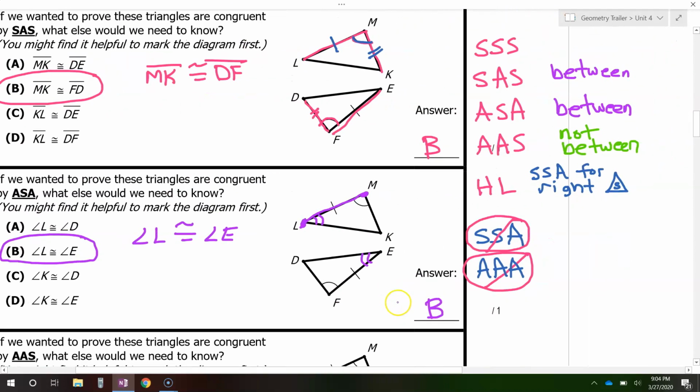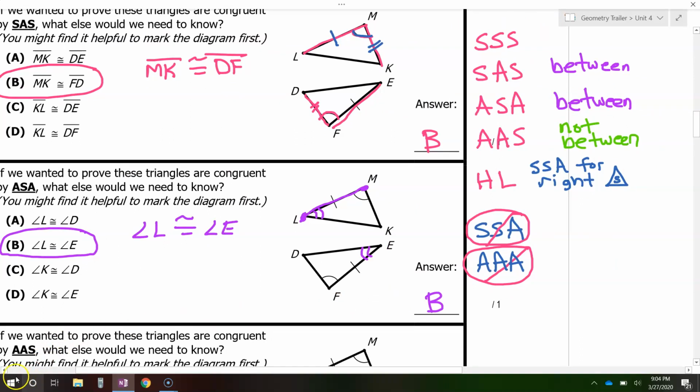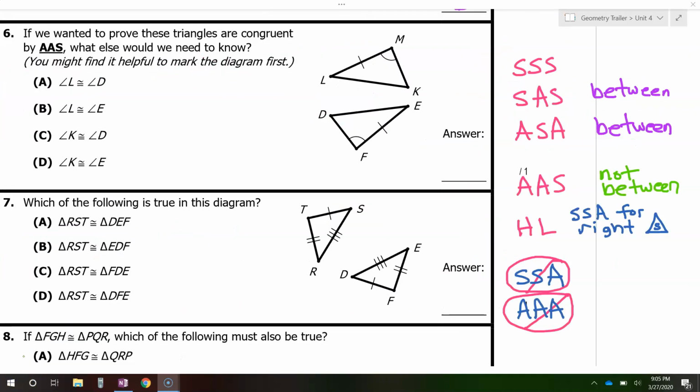Okay, I might have to move this down a little. All right, take a look at number 6. If we wanted to prove these triangles are congruent by angle, angle, side, what else would we need to know? Let's see, angle, angle, side. That's two angles and a side. We have one angle and a side. We need another angle.